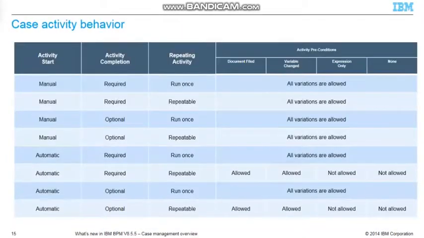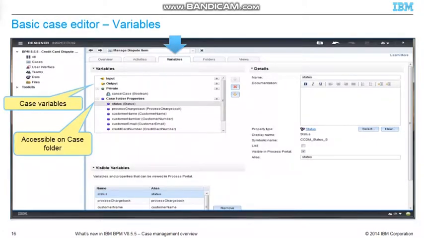This chart describes different activity behaviors and its precondition settings. Some preconditions are not allowed depending on how you set the activity behavior. A variable contains information that can be shared among activities. A case folder property is a variable whose value is stored in the case folder and thus also visible to anyone directly interacting with the case folder. This screen captures Variables tab within your case type where you can add variables.